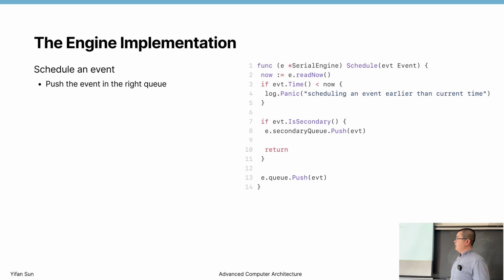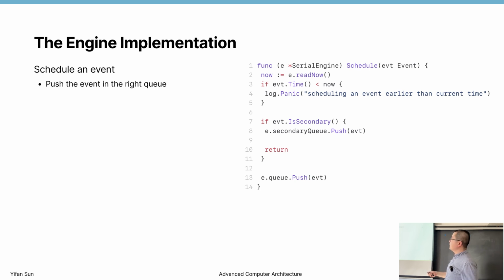So when we schedule an event, we push. This is the schedule function. We only talk about the schedule and run functions. Pause and continue are relatively easy. The schedule function's only purpose is to push the event into the right queue. Now we have 2 queues. One is the primary queue, one is the secondary queue. I won't tell you yet why the secondary is necessary, but just know that a primary event goes to the primary queue, and a secondary event goes to the secondary queue. Okay, so we first do a sanity check. We get a null. So e.read null is the current time of the engine.